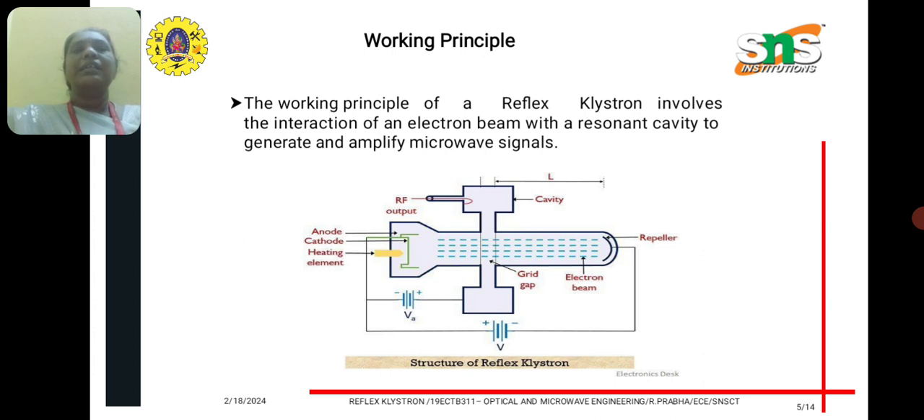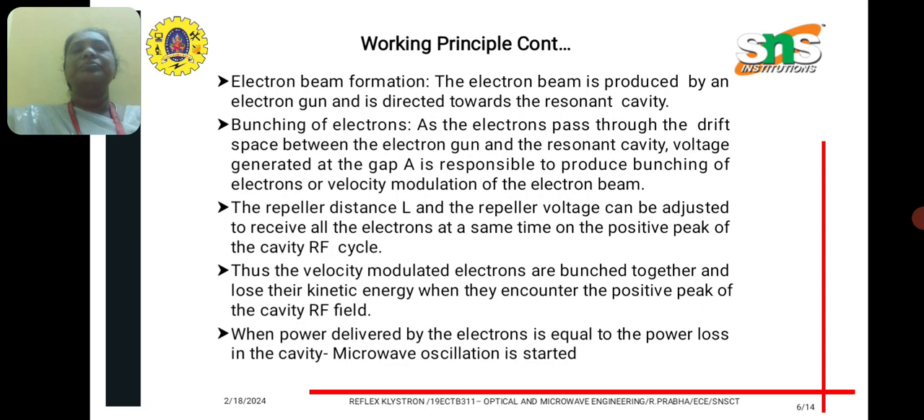Here the electron gun produces electrons. This narrow beam of electrons, when it interacts with the RF field, produces oscillations. These oscillations are bunched in the forward direction, and in the reverse direction they are collected as RF output through the cavity.